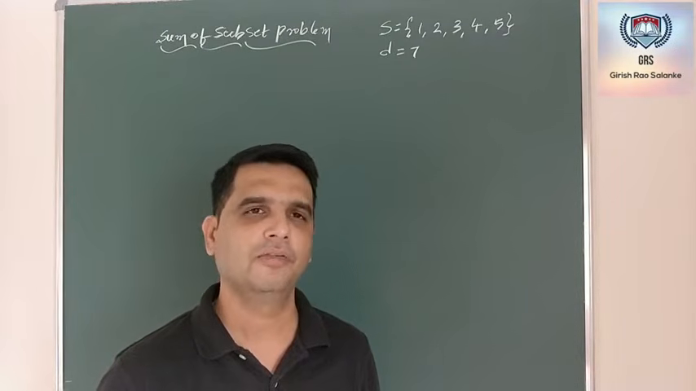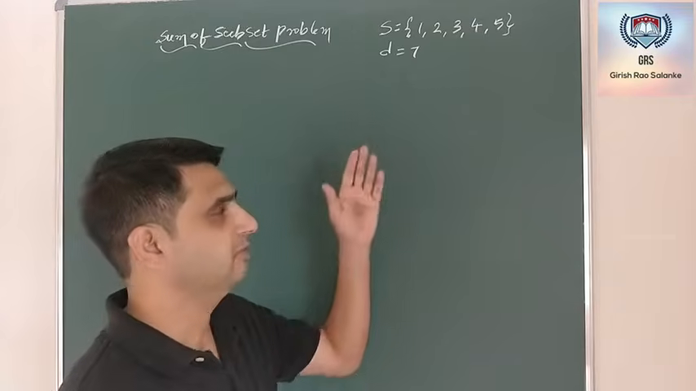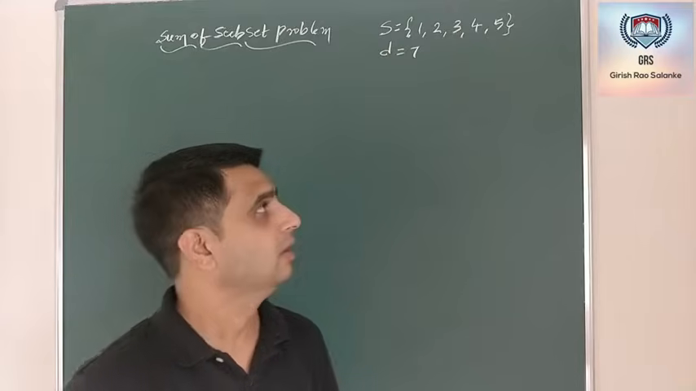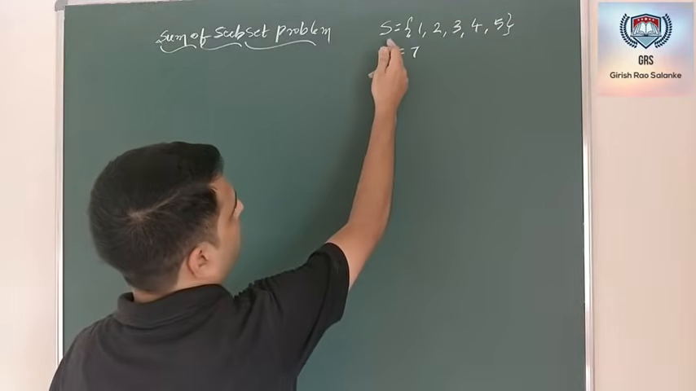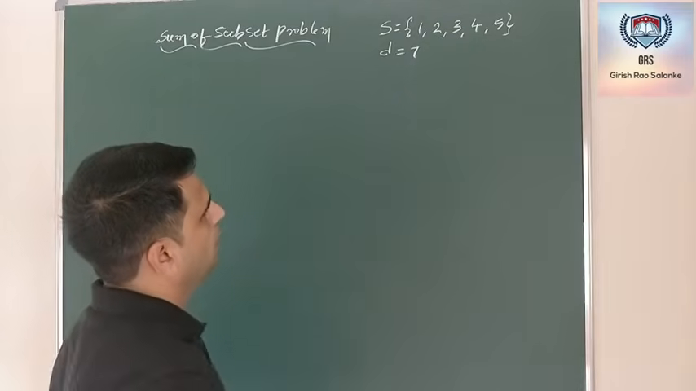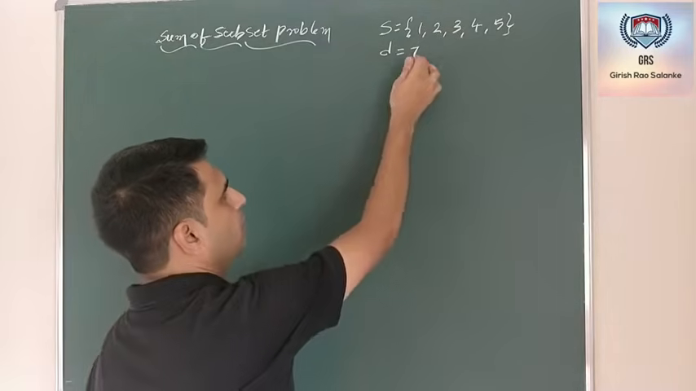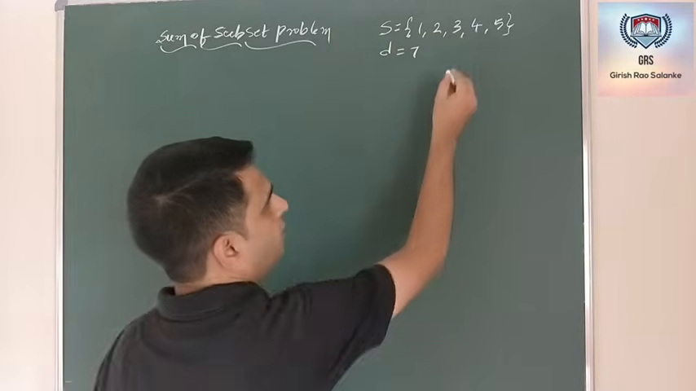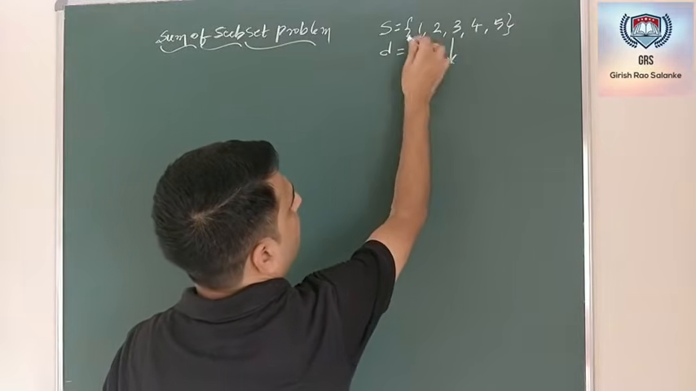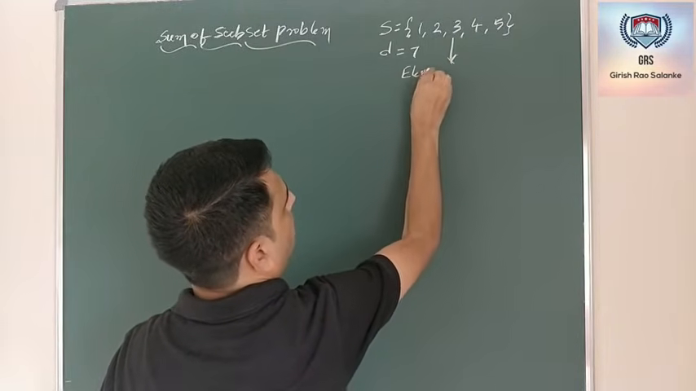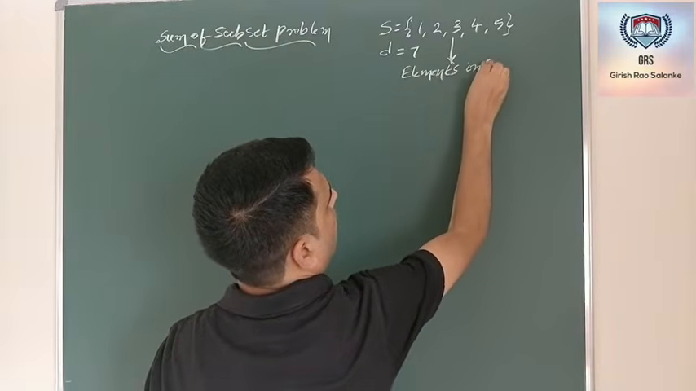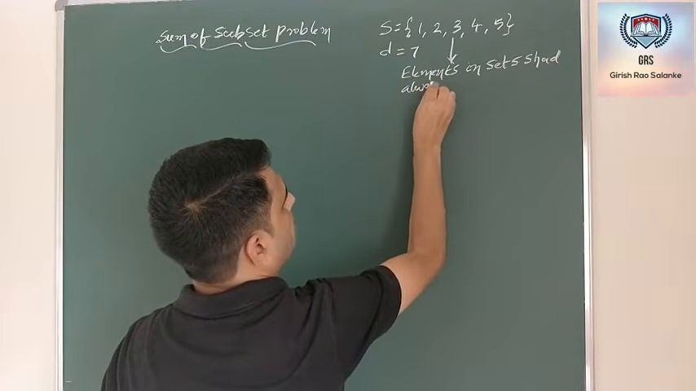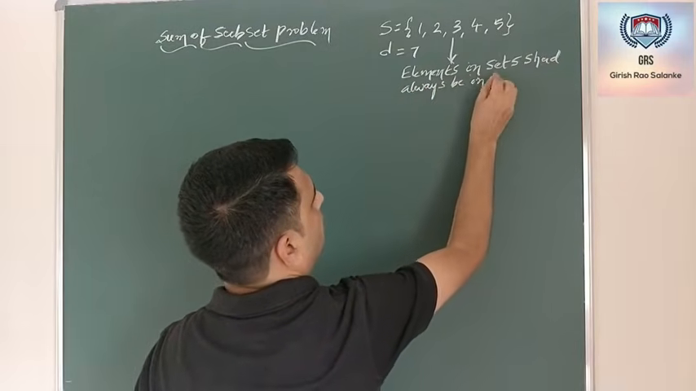Before going to the algorithm of the sum of subset problem, let's trace it with the help of the state space tree, and then we'll go for the algorithm. I have taken the same example wherein I have assumed that the set S has 5 elements, 1, 2, 3, 4, 5, and my D value is 7. One more important thing in the sum of subset problem is that the elements in set S should always be in increasing order.